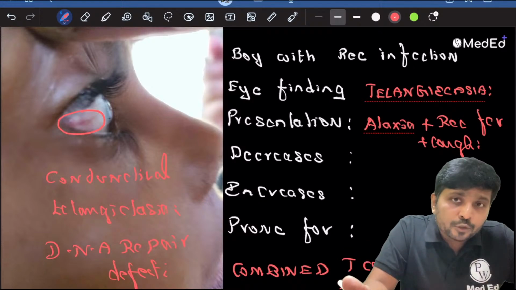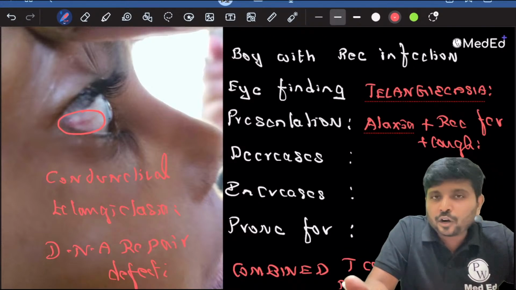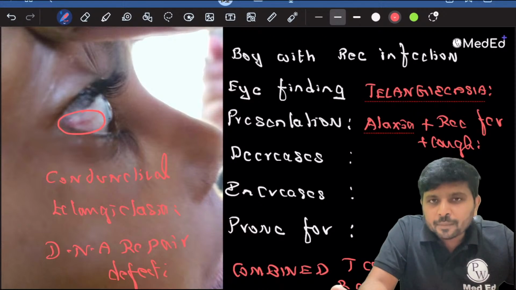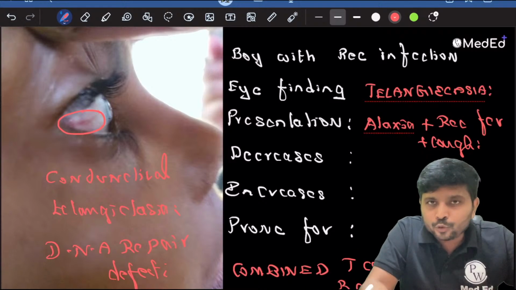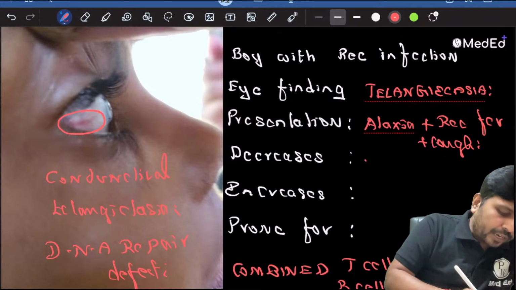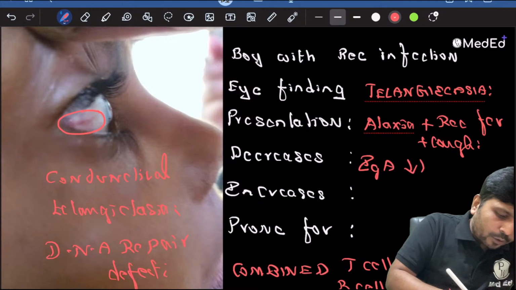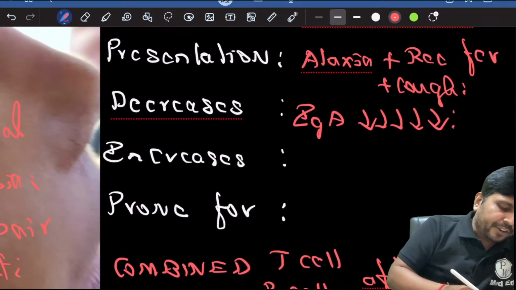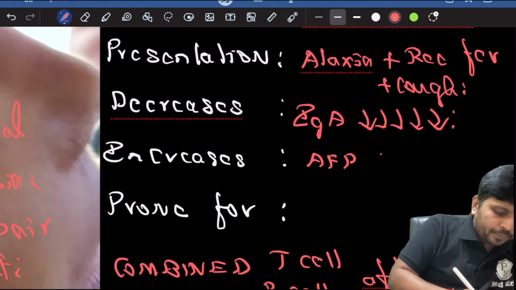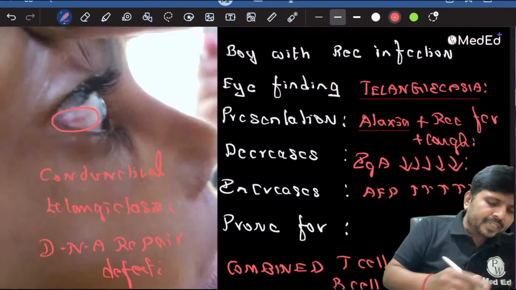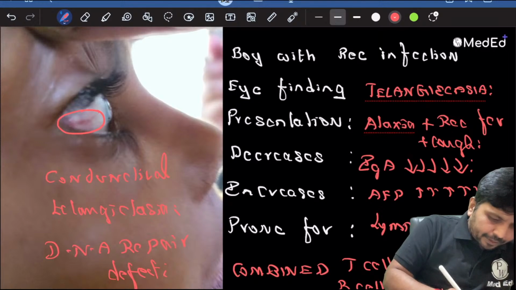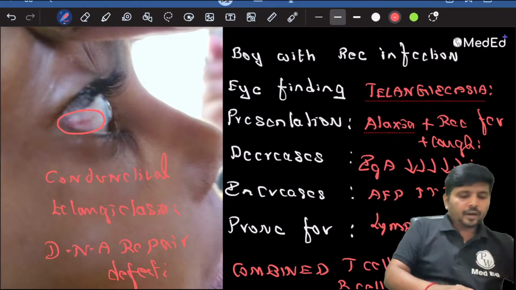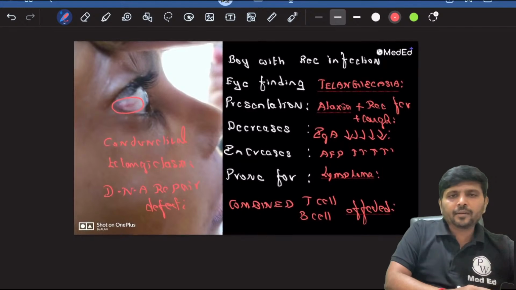When any child comes to the pulmonology department with recurrent cough and breathlessness, we invariably see whether telangiectatic blood vessels are there in the conjunctiva or not. Then we will take two tests. Usually IgA will be very low, whereas alpha fetoprotein will be very high. These children are prone to malignancy, particularly lymphoma.